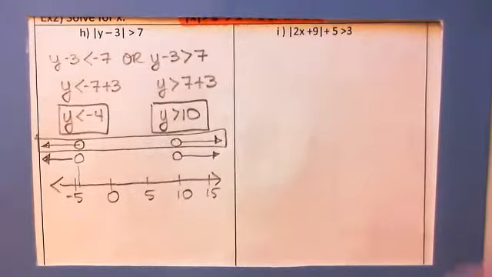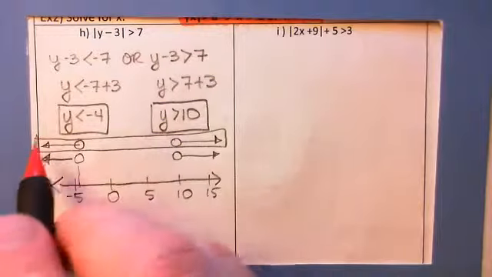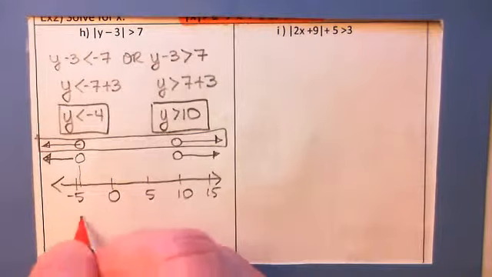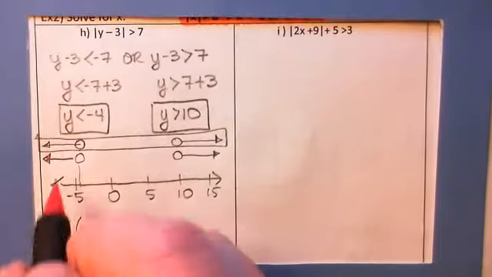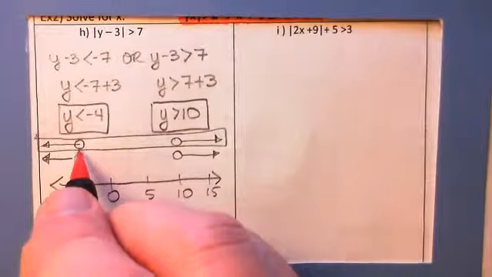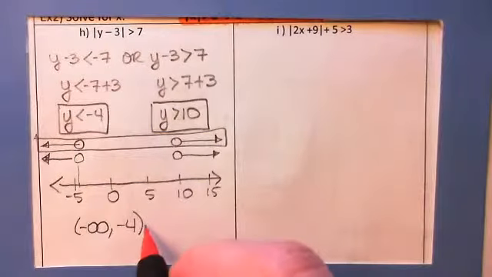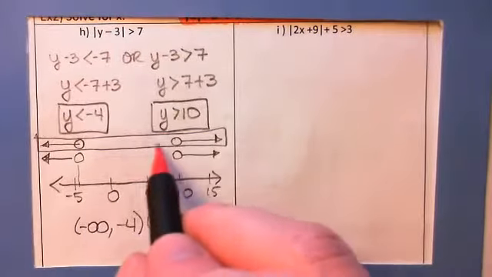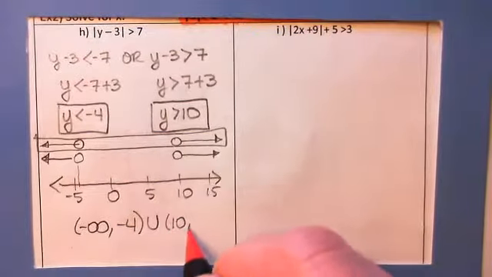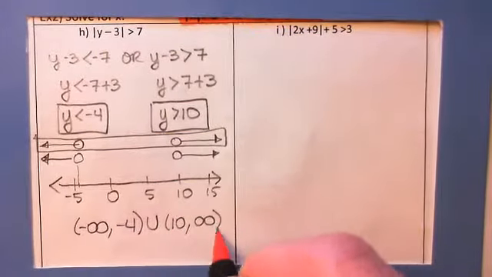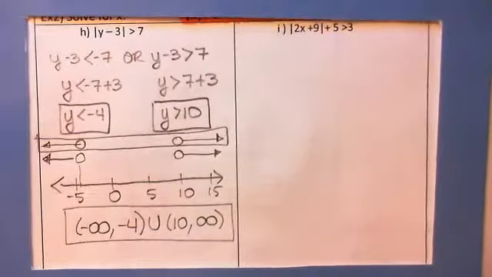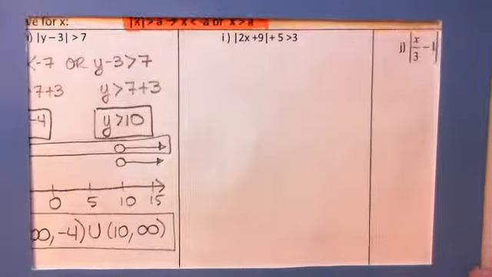So how do I write that in interval notation? If you remember, we start from left to right. First thing I touch is the arrow, which means negative infinity, and it goes all the way to negative 4, but because it's an empty circle, it's going to be a parenthesis. Then I have a break, and then I start over again at 10, and it goes to positive infinity. So that's my answer in interval notation. Alright, let's go to the next problem.